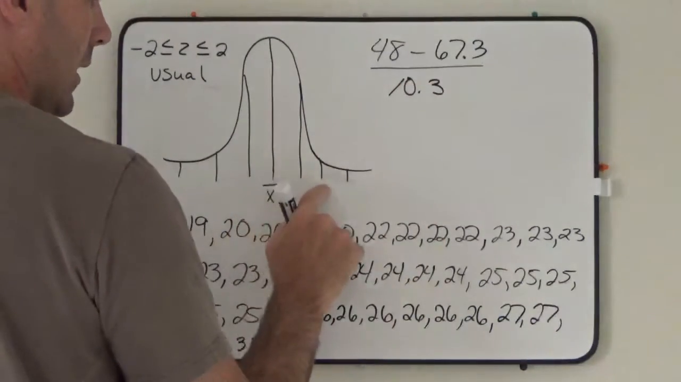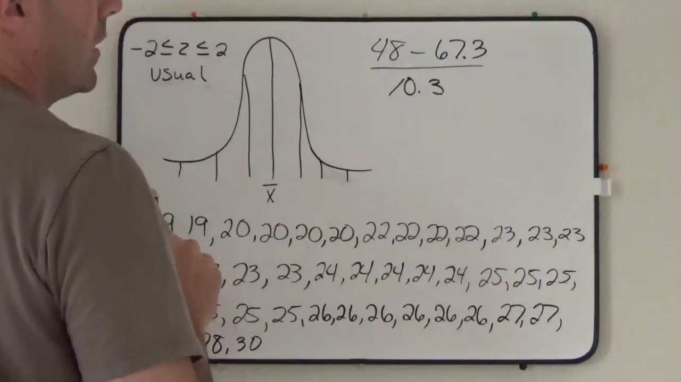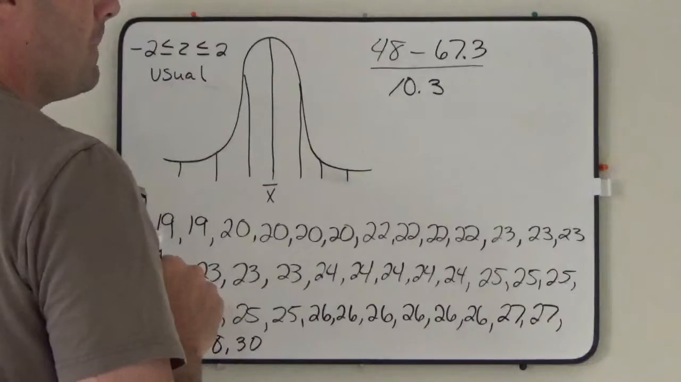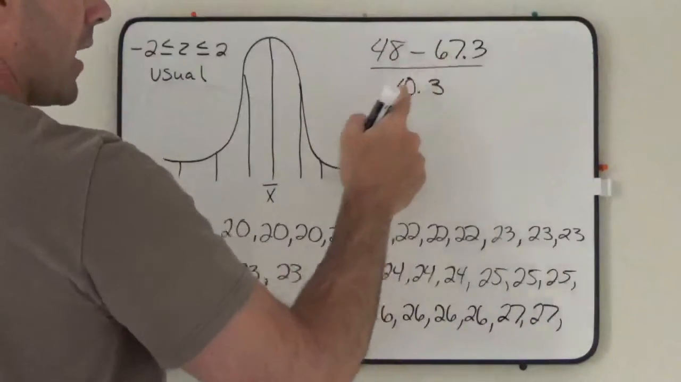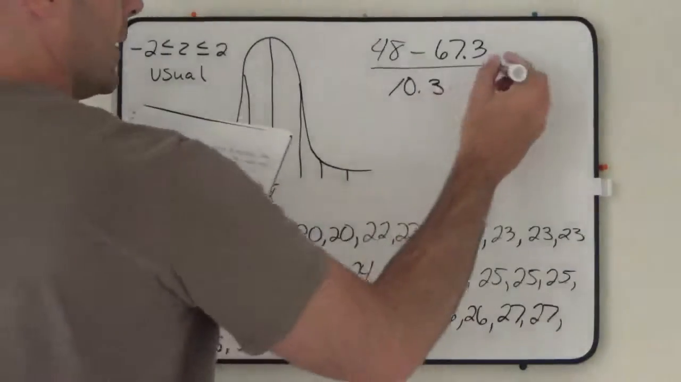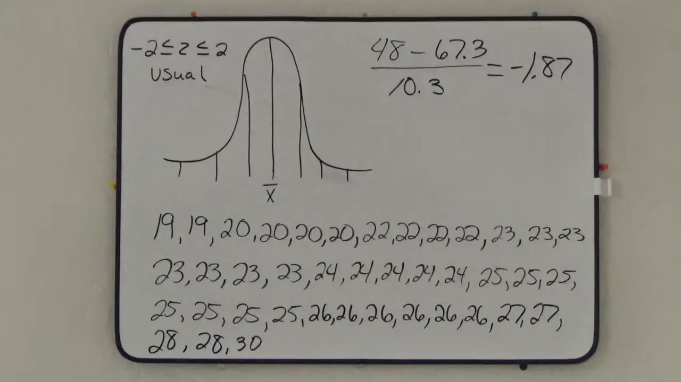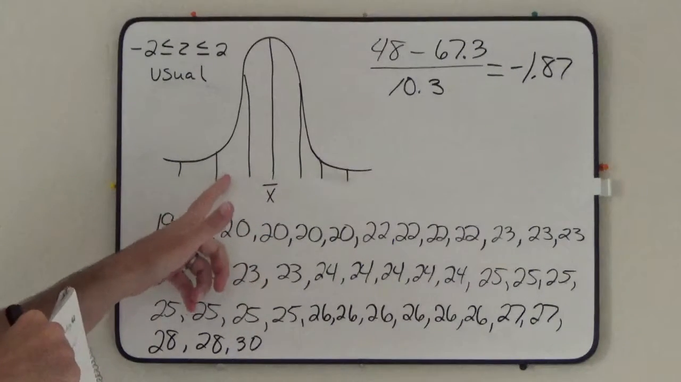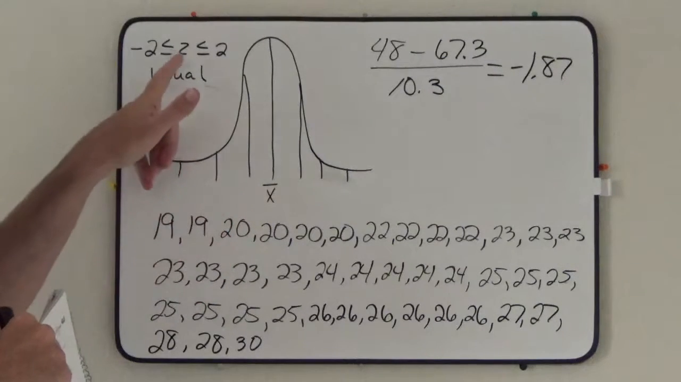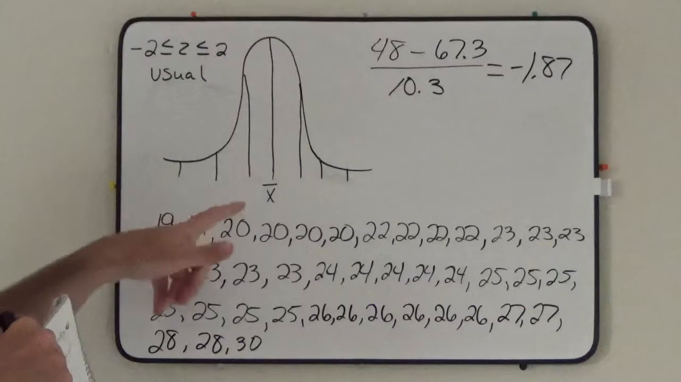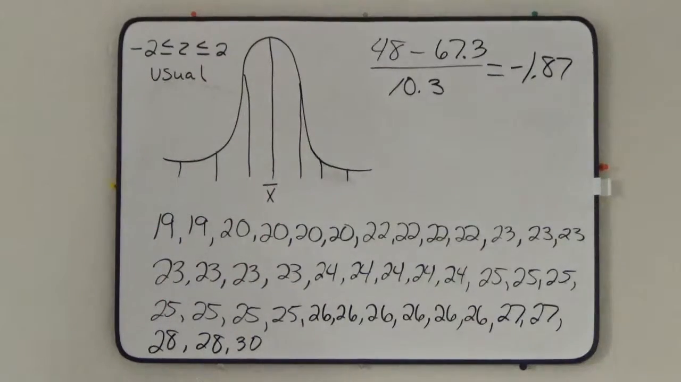So each deviation is 10.3, so this would be 20.6, right? 2 deviations over. So when we solve that, we subtract the top and divide by 10.3 and we get -1.87. What that means is this is not quite 2 deviations down from the mean. So 1 and not quite 2, it lies somewhere in here. Since that is somewhere in between -2 and +2 deviations, this is a usual value, okay? And it's not unusual, so it's usual.